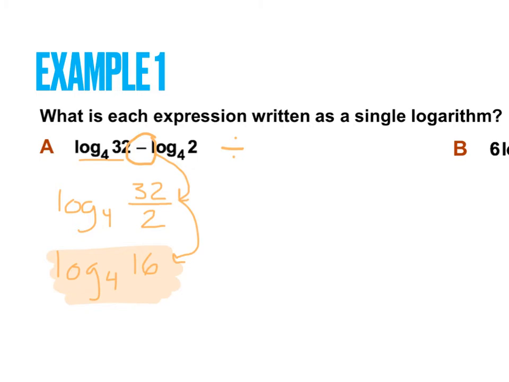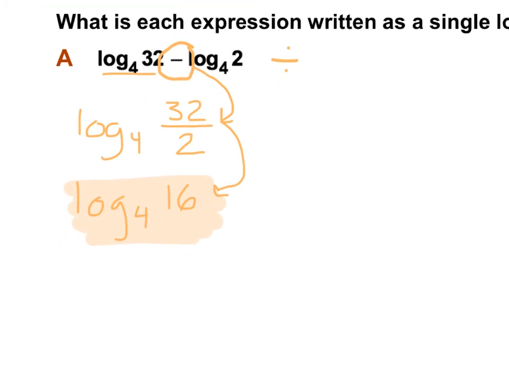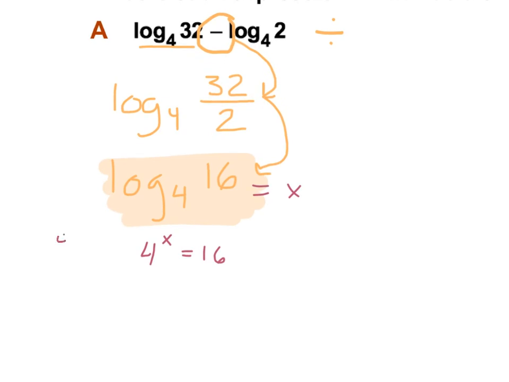We can actually simplify this one more because we know what log base 4 of 16 is. In the last section, we made this equal to x, and we said 4 to the x power is equal to 16. And we need to find out 4 raised to the what power is 16. We know 4 raised to the first power is 4. 4 raised to the second power would be 16. So 4 raised to the second power is 16. That means x is equal to 2. So this whole equation here is equal to 2.